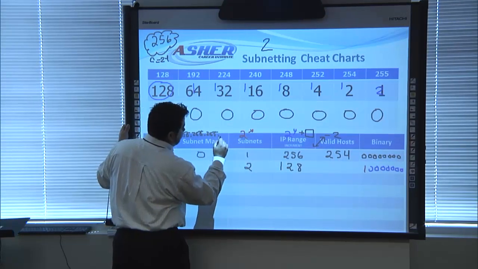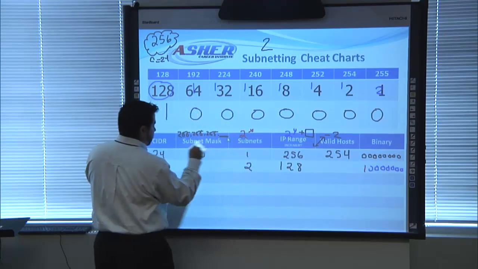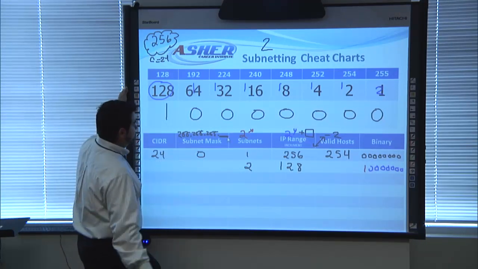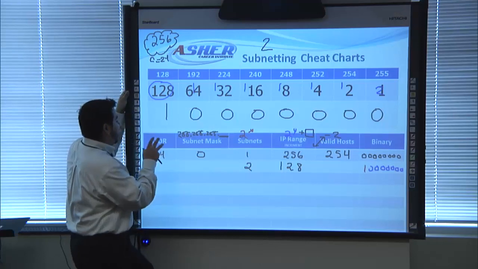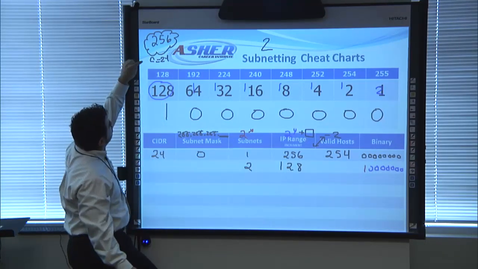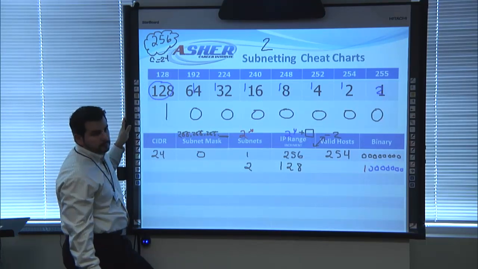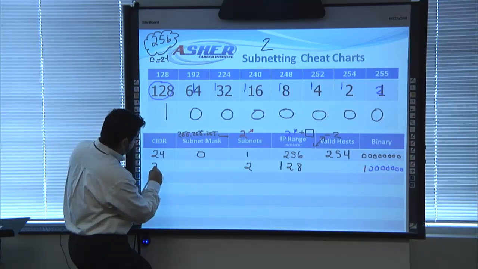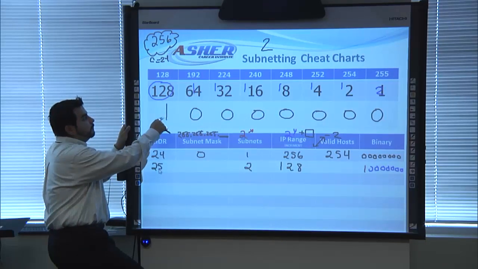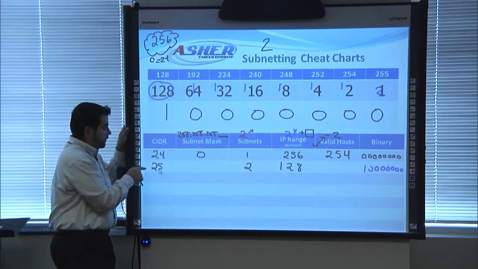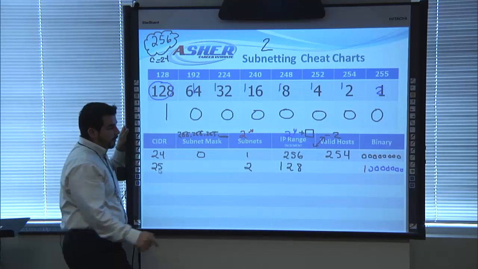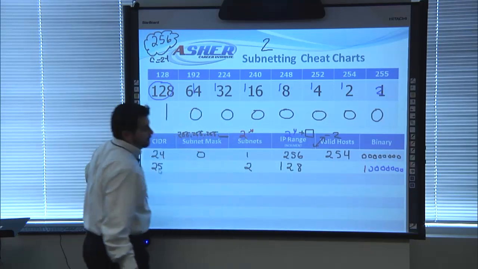255.255.255. What is this right here? Subnet mask. So now, back to our CIDR question. If a class C has 24 and we borrowed 1, what is 24 plus 1? Let me tell you. If we borrow 1 bit from a class C network, the CIDR becomes 25, because we're just borrowing 1 bit.